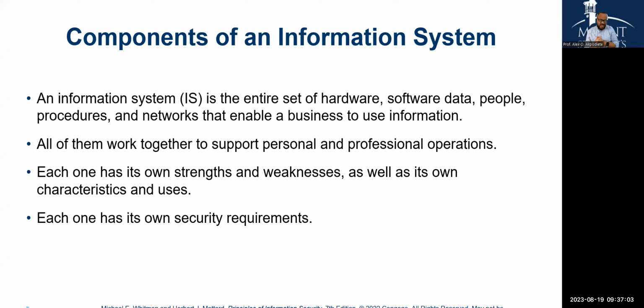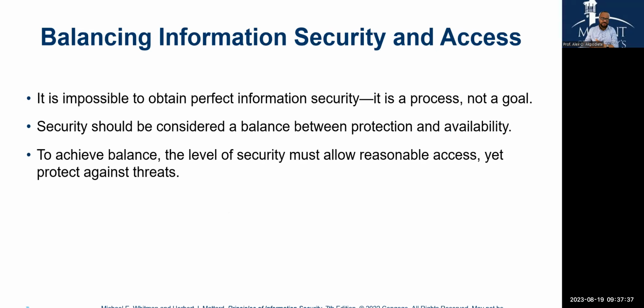So IS, information system, is obviously the entire set of hardware, systems, data, and network that enables the business to use information. There's always a distinction between IS and IT, or if you're watching this from a foreign country, ICT, right? All of this works together to support you personally or your enterprise environment. Each one has its strengths and weaknesses, and of course every one of them has security requirements or security implications, right?